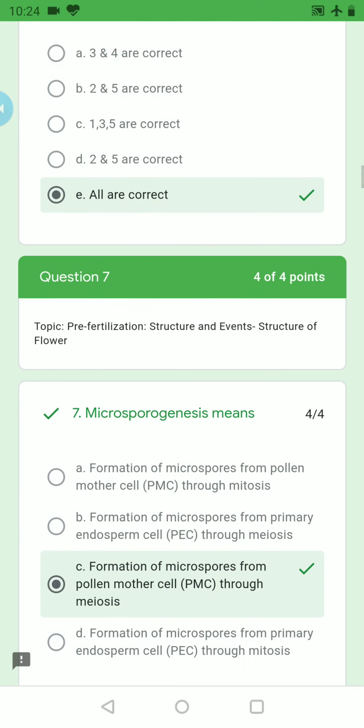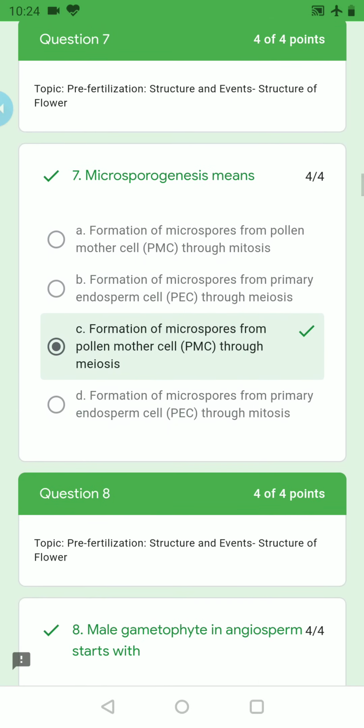Then the next question, the seventh one. Microsporogenesis means, here we should identify just the definition. What is the meaning of microsporogenesis? How can you define it? The formation of microspores from pollen mother cell, that is PMC, through meiosis is known as microsporogenesis. I hope you can remember while we were discussing the topic.